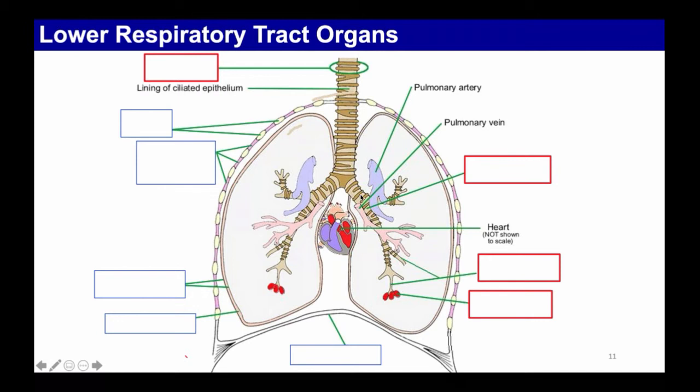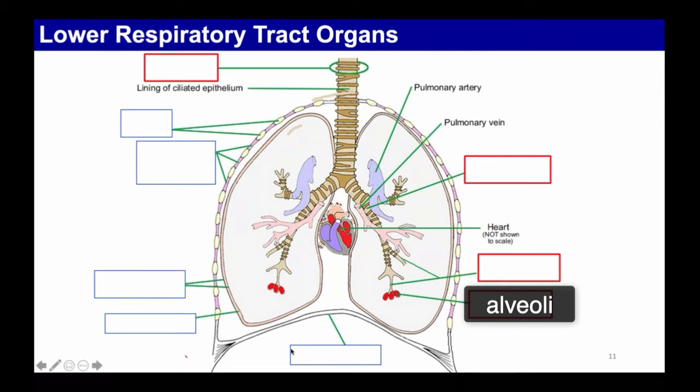The bronchi split into secondary and tertiary bronchi until you end up with what are called bronchioles, which are very tiny parts of the conducting zone that are maybe a millimeter in diameter at maximum. And they end in the air sacs or alveoli.